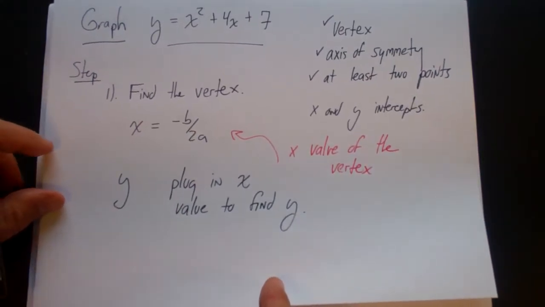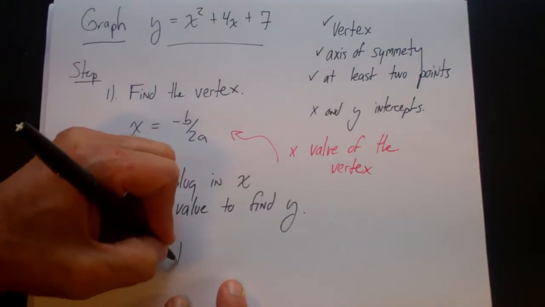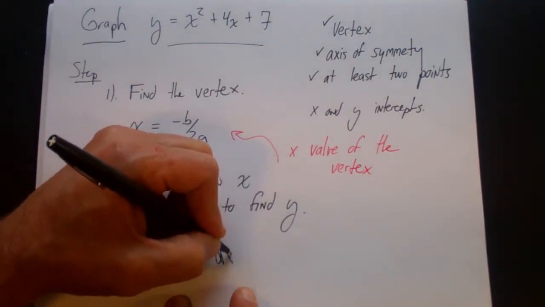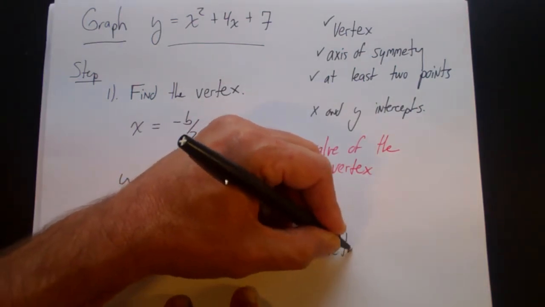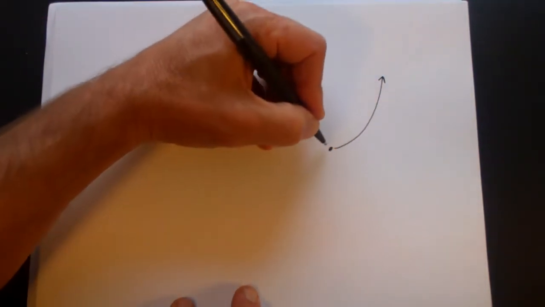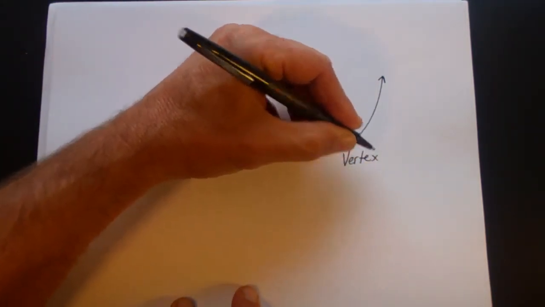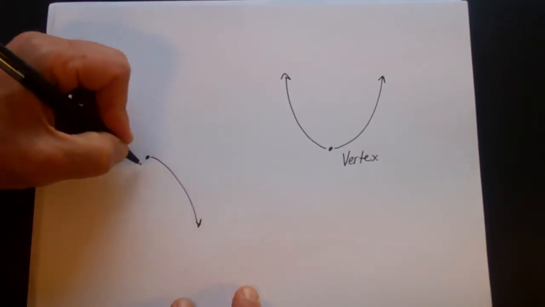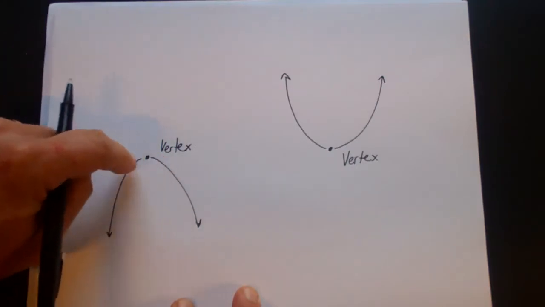Now, after you find the vertex, the next step should be to find the axis of symmetry. Now let's remind ourselves what the axis of symmetry is. If you have a parabola, whether it opens up or down, you're going to have a vertex, and the parabola is going to be a mirror image on both sides of that vertex.